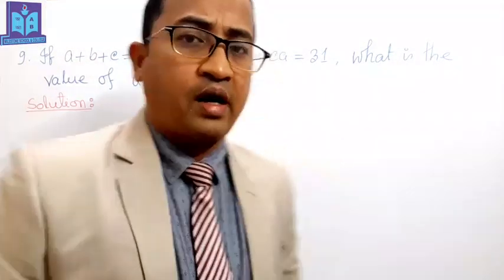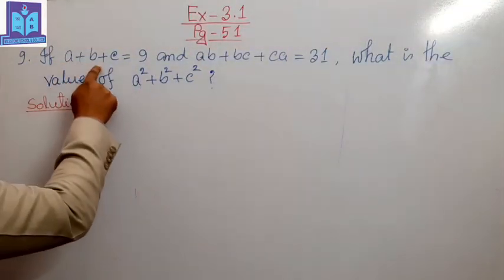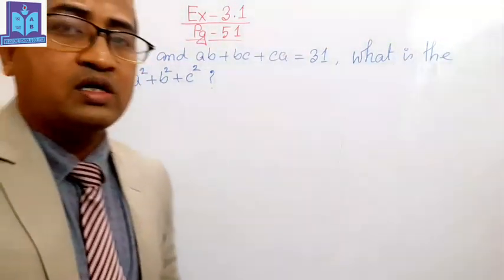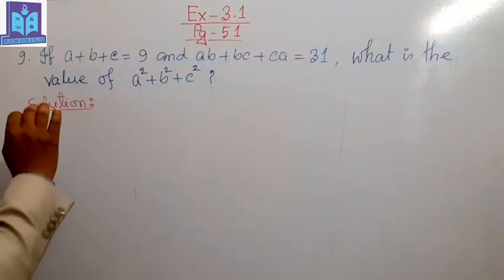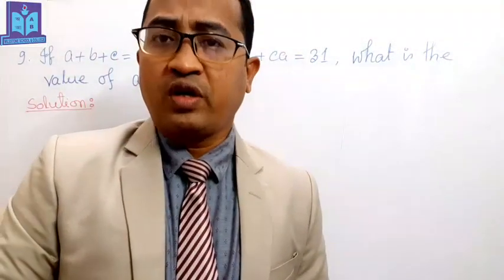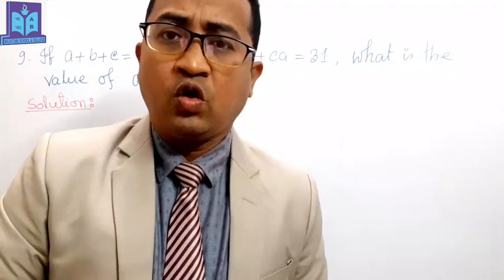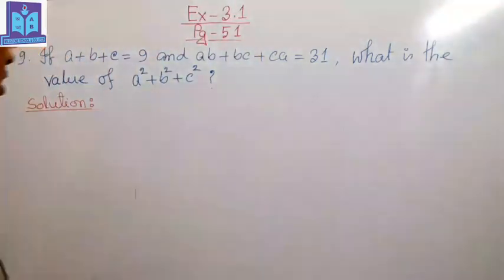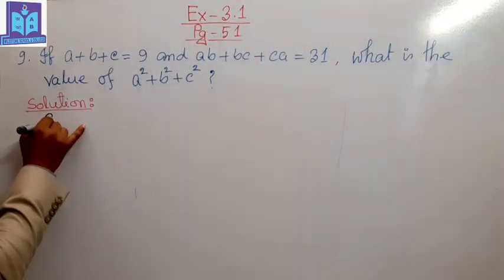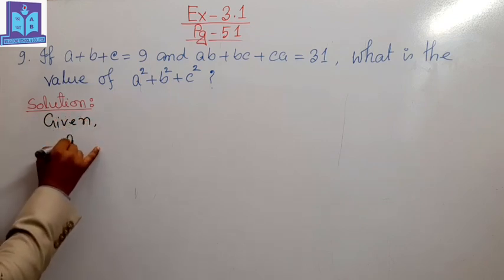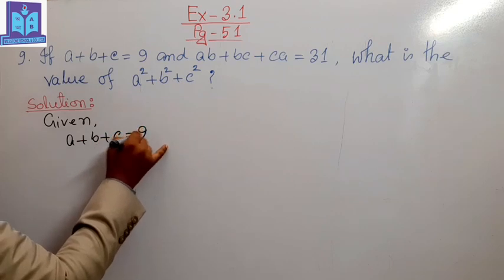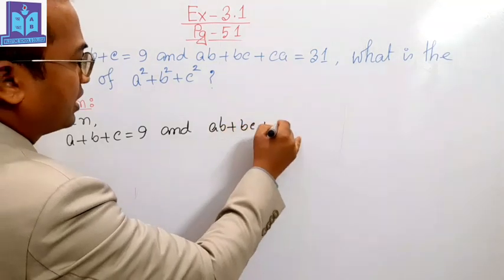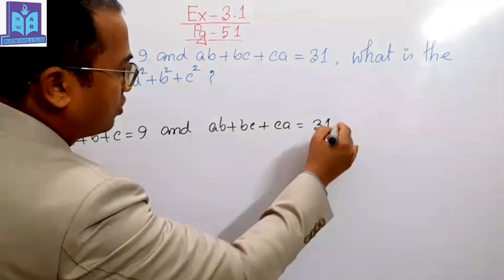Now question number 9. Look, if a plus b plus c is equal to 9 and ab plus bc plus ca is equal to 31, what is the value of a square plus b square plus c square? It is given two information. From that two information, we will find out the value of a square plus b square plus c square. So let's start the solution. Given a plus b plus c is equal to 9 and ab plus bc plus ca is equal to 31.